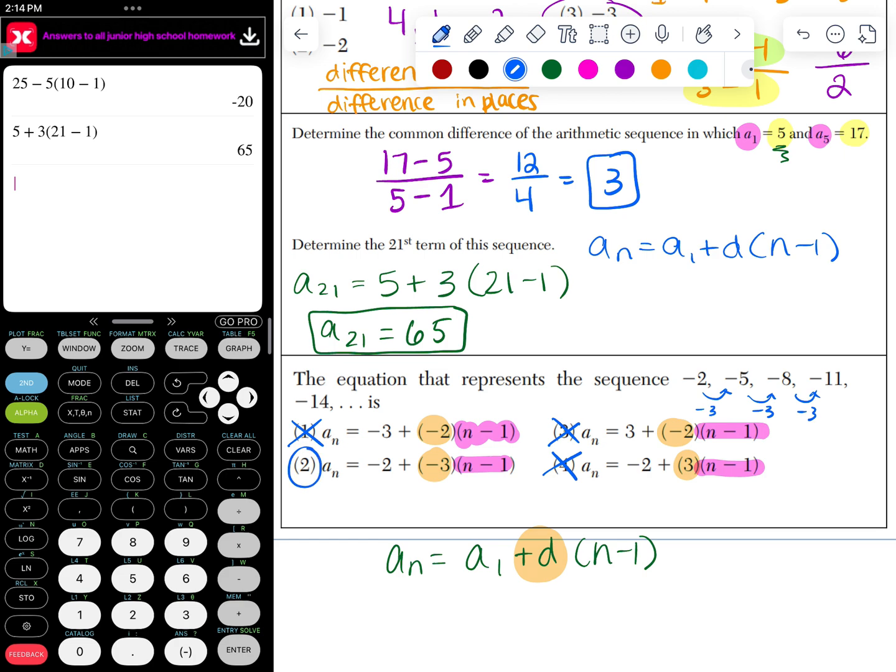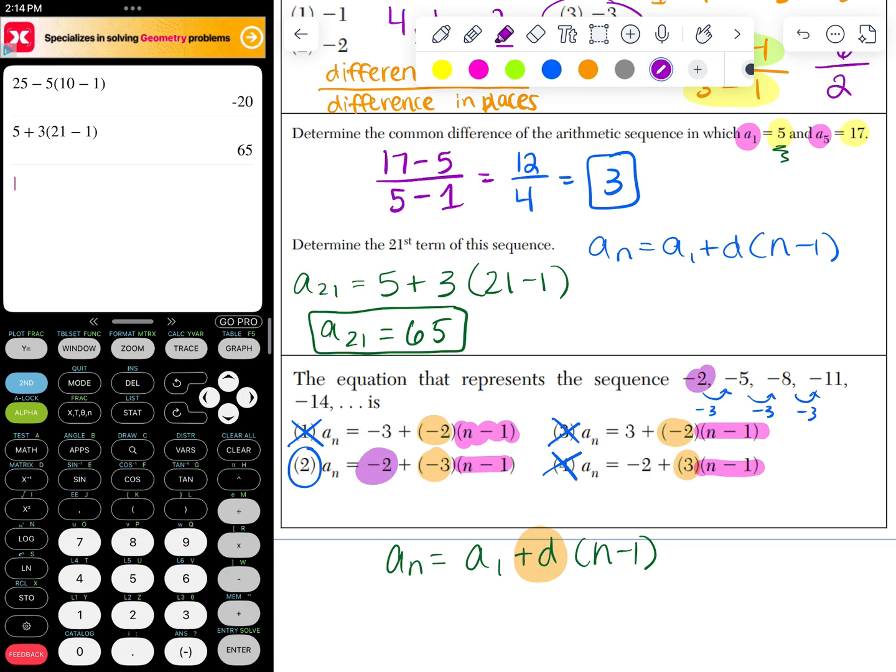Let's double check why 2 is also correct. This number here has to be the first term in our sequence, and it is your first term. So little things that really together can make or break whether you get a linear, an arithmetic sequence question correct.